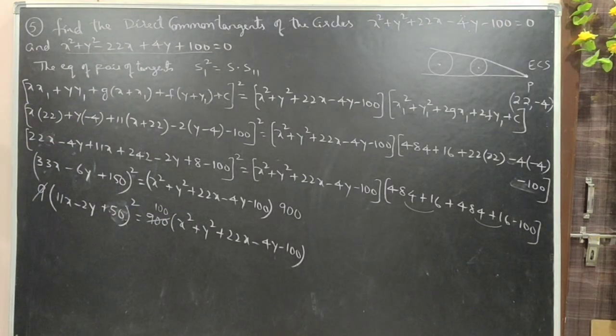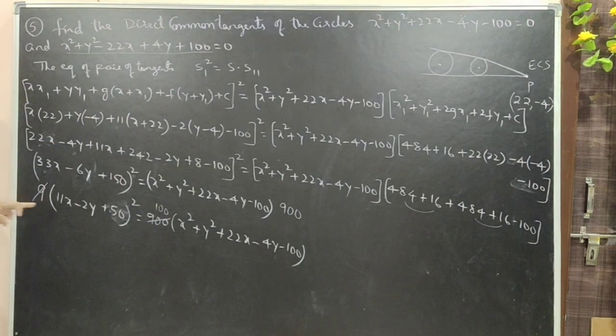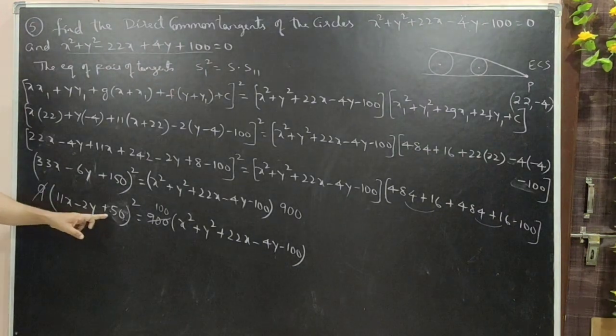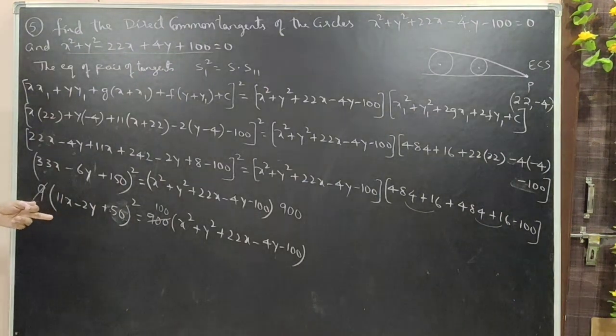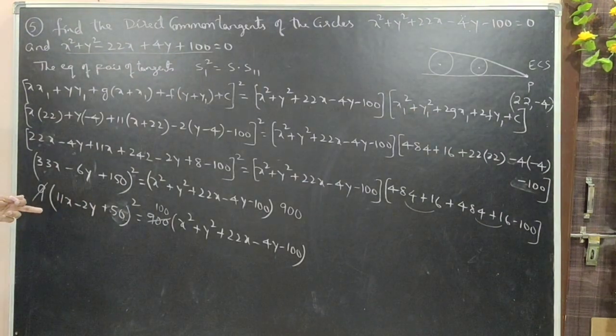Okay, now after that, what we have to do is we need to expand this, 11x minus 2y plus 50 whole square. Okay, so this expansion I'll show. So (11x minus 2y plus 50) whole square is equal to 100 into (x square plus y square plus 22x minus 4y minus 100). We'll expand this.